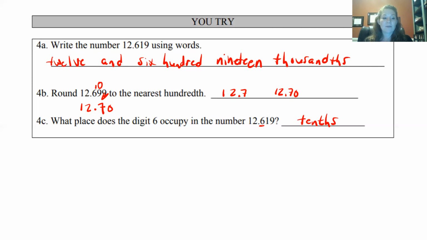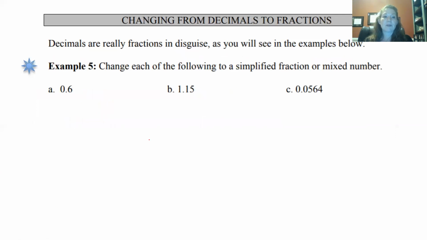All right, hopefully you got all those correct. Now, it says decimals are really fractions in disguise, as you see in the examples. So example 5, it says change each of the following to a simplified fraction or mixed number. So remember how I said that you say a number, whatever place the last digit's in. Well, when you say a number correctly, it sounds like the fraction will look.